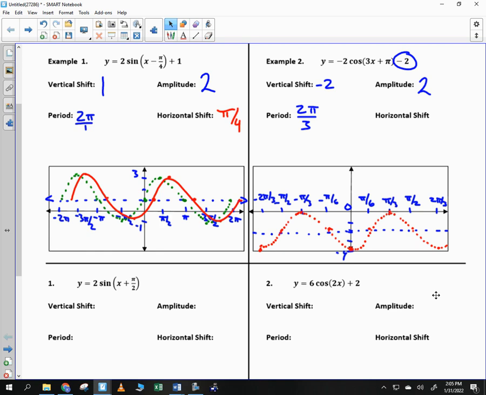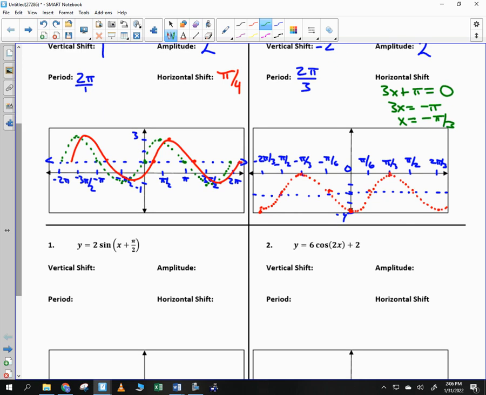Okay. How do I determine the horizontal shift? This is the last thing we need to do and we're done. I take 3x plus pi and set it equal to 0. So you get 3x is equal to negative pi. So x is negative pi over 3. Oh, if it's negative, what do you think I do? Move to the left, right? So we got to move to the left.